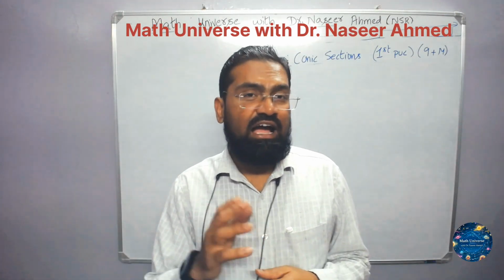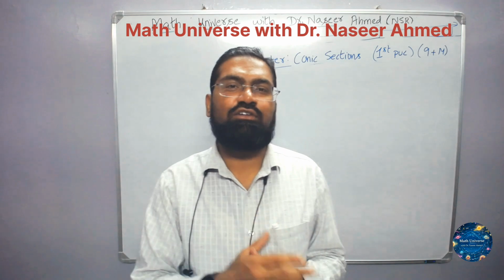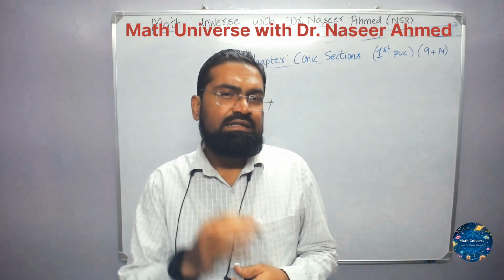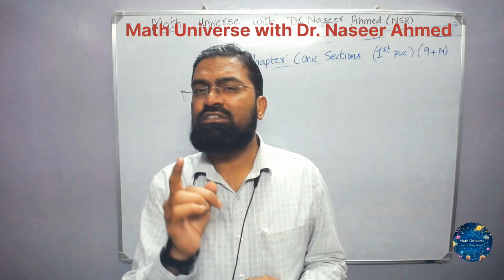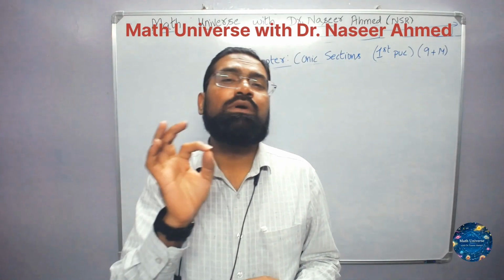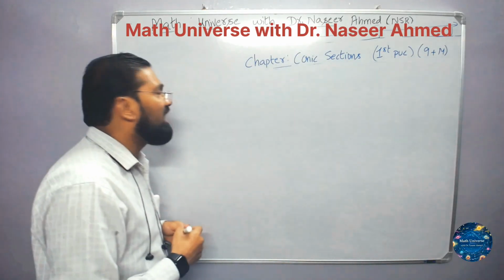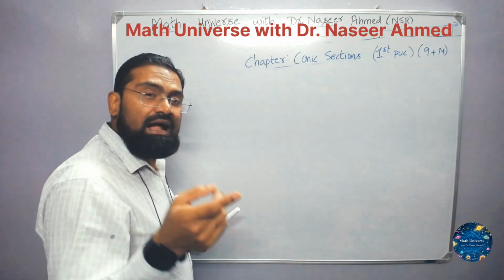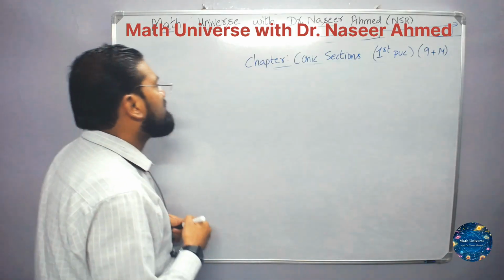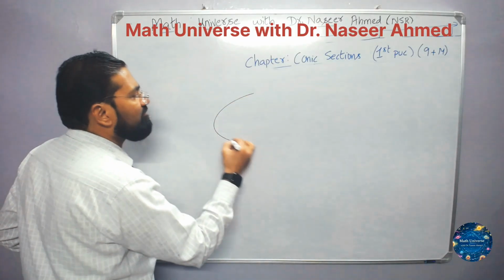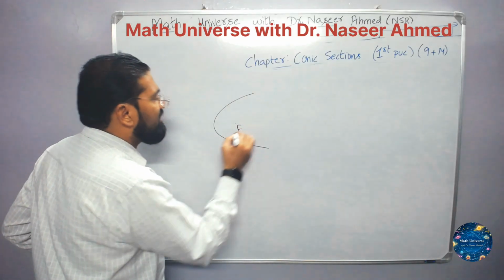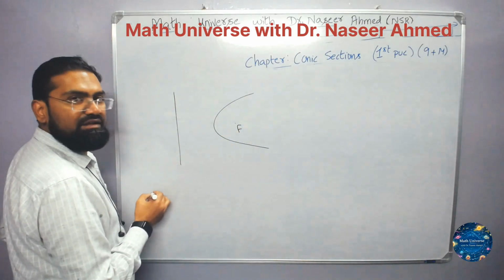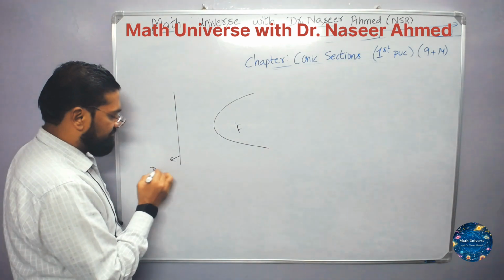Dear students, having completed the derivation of the equation of parabola, let us try to have a very easy way to remember the location of focus and directrix with respect to the parabola. As you know, focus is a fixed point and directrix is a fixed line. So let it be any parabola. Focus is here and directrix is here. This is our directrix.